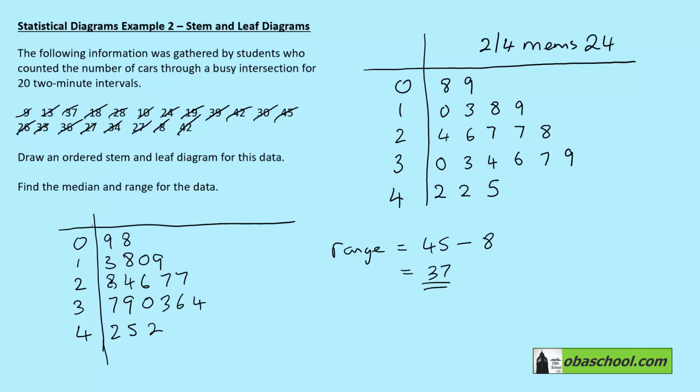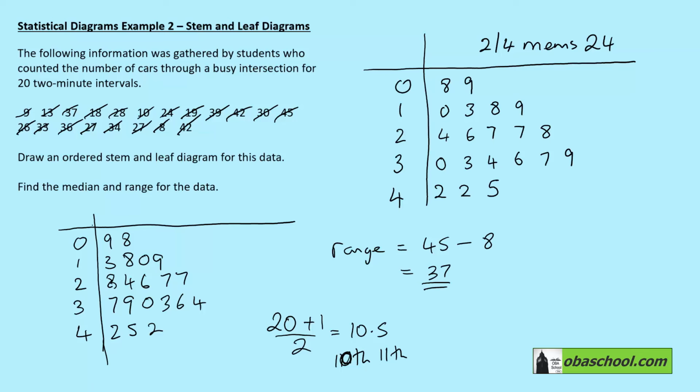The median is the middle of an ordered set, and once we've got our diagram, we have an ordered set. How many pieces of data do we have? 1, 2, 3, 4, 5, 6, 7, 8, 9, 10, 11, 12, 13, 14, 15, 16, 17, 18, 19, 20. So if we do 20 add 1 divided by 2, that's 10.5, and that tells us that we need to be between the 10th and the 11th pieces of data, because 10.5 is between 10 and 11.